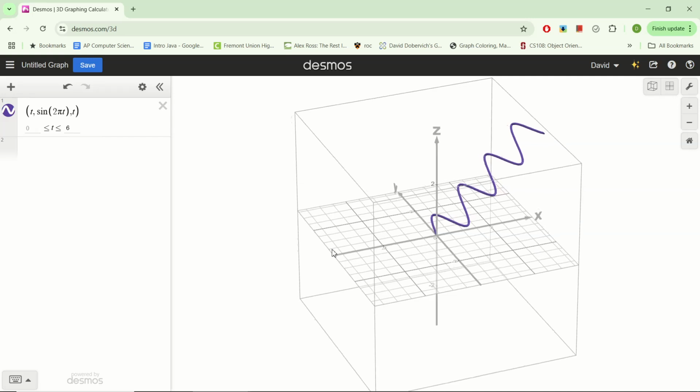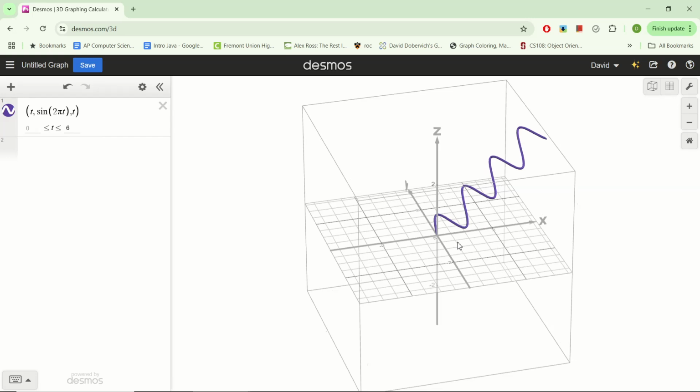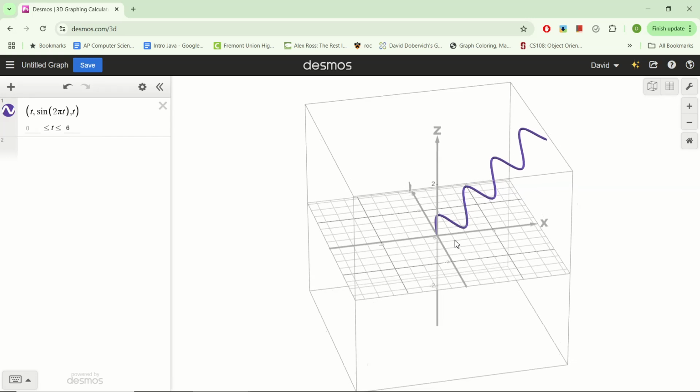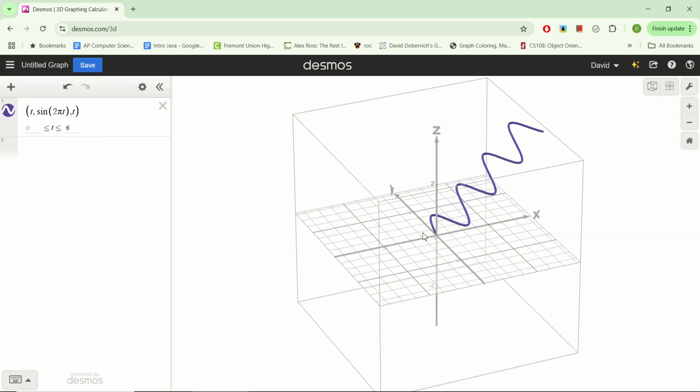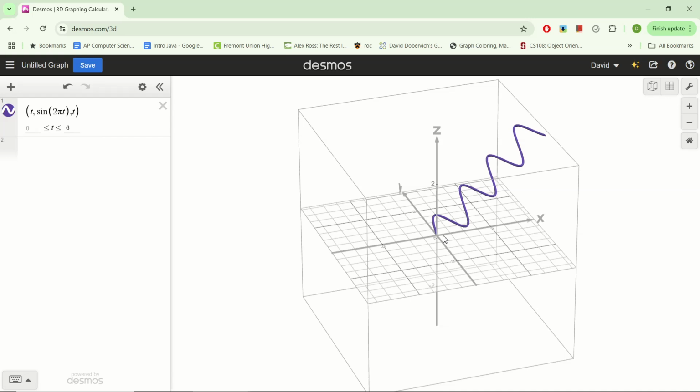So let's try and put a straight line that goes right through the middle of the oscillations. If I think about what my straight line needs to look like, the y-coordinate is always 0 because I want to go straight through the middle of the oscillations. And it looks like whatever the x value is, that's also what the z value should be, because I want it to go sort of at a 45-degree angle along this xz plane.